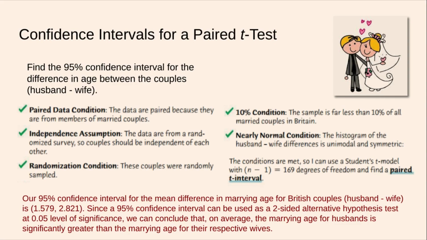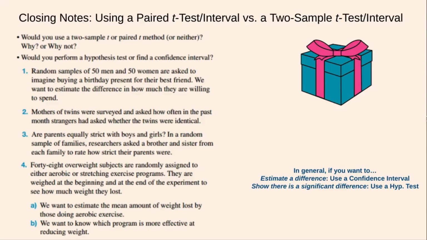So since a 95% confidence interval can be used as a two-sided alternative hypothesis test at alpha equals 0.05 level of significance, we can conclude that on average, the marrying age for husbands is significantly greater than the marrying age for their respective wives. All right, so there you go.